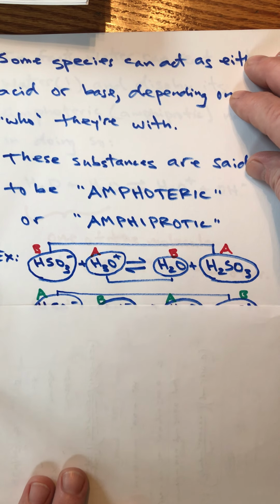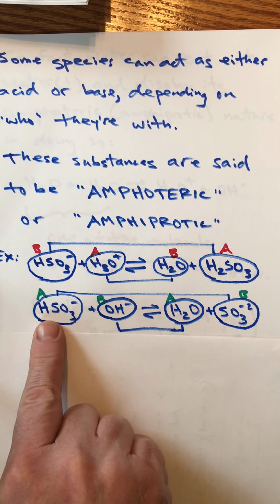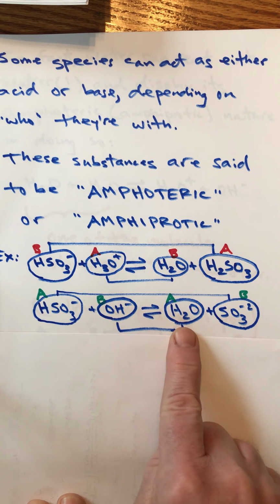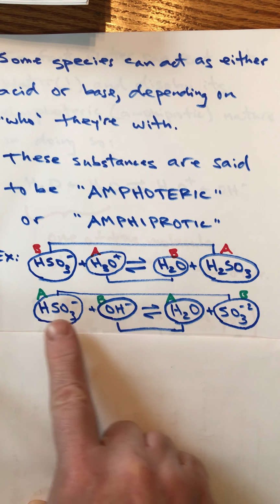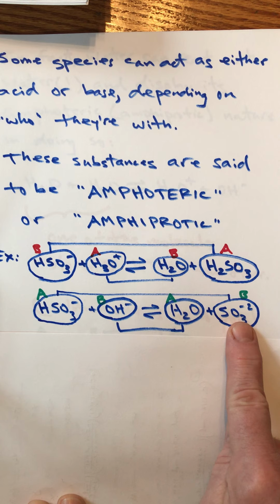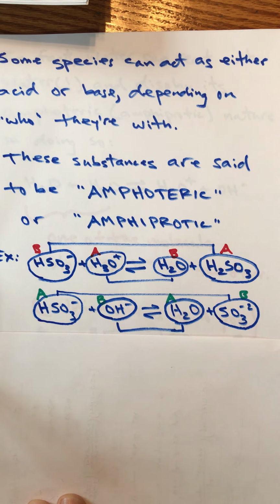But consider the next reaction. Here's the same HSO3 negative, but now it's reacting with OH minus, forming H2O and SO3 negative 2. This one looks a lot like that one, but now it's an acid, and here's the conjugate base. This one and that one look kind of similar, but here it's an acid, and here's a conjugate base.